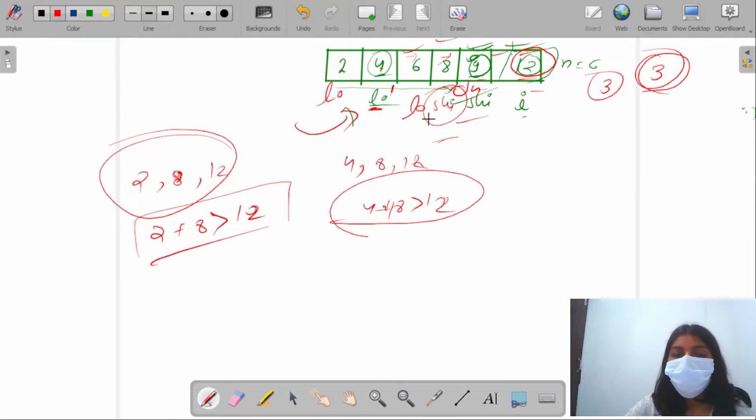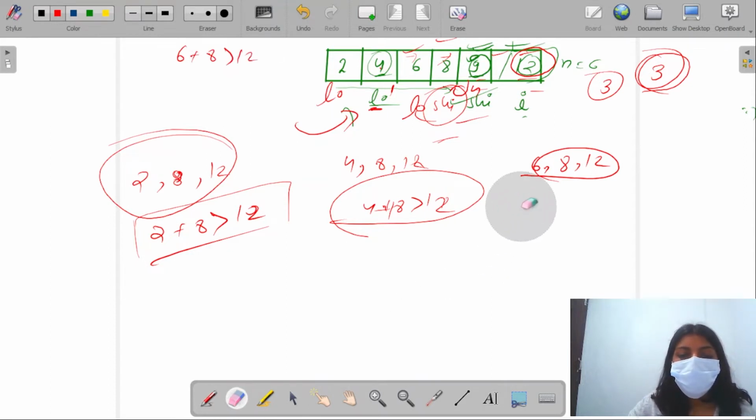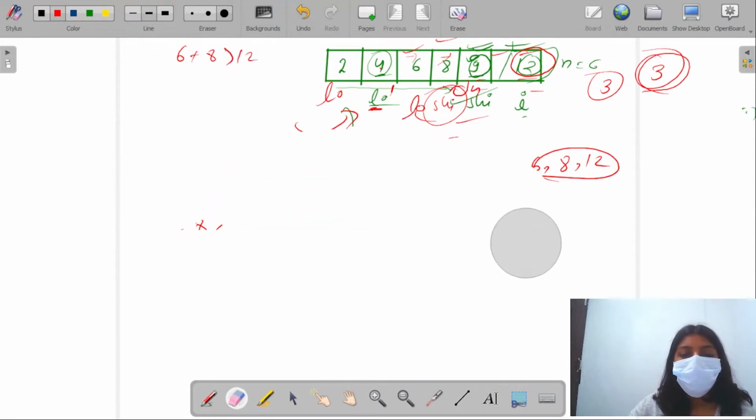Now I again increase my low. That is, I check 6, 8, 12. Yes, it does form a triangle because 6 plus 8 is greater than 12, right? Okay, so it is going to form a triangle. Now I again get the combination.